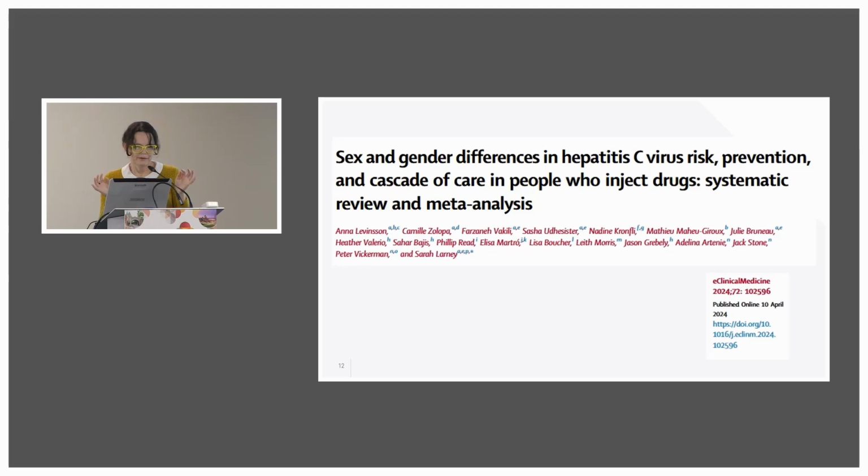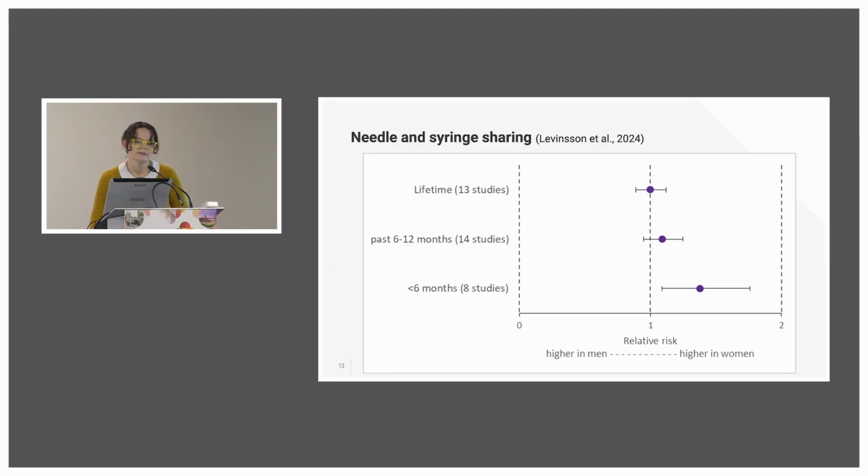In this paper, we reviewed publications on hepatitis C risk prevention and cascade of care in people who inject, and just produced summary estimates of gender differences in various parameters. If we look at needle and syringe sharing, there was no difference between men and women in lifetime receptive needle and syringe sharing. But with those more recent recall periods, there does seem to be something of a difference, suggesting that women may experience more constraints in consistently practicing safer injecting.